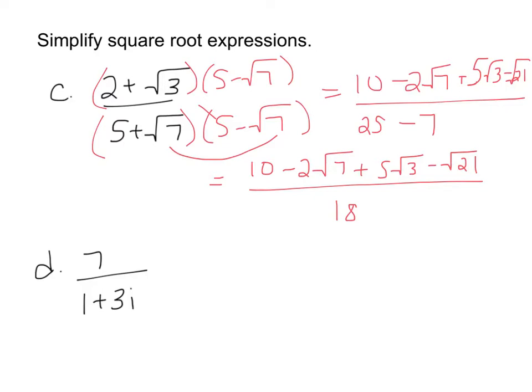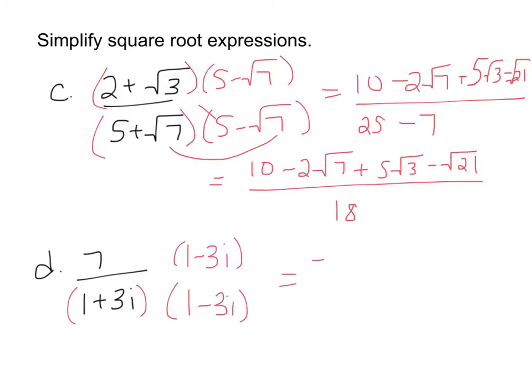We look at all of our outside numbers, 10, 2, 5, 1, and 18. And they're not divisible by anything that will allow us to simplify. So that's it. And then on the bottom question, we are not allowed to have an i in our denominator. So we are going to multiply by the conjugate of it, 1 minus 3i on top and bottom.